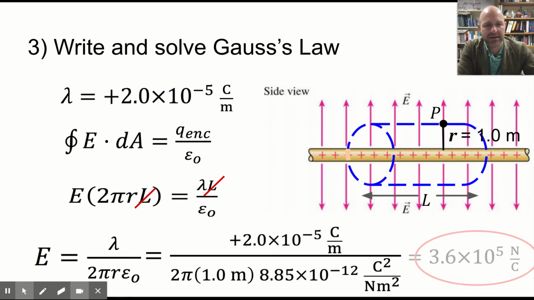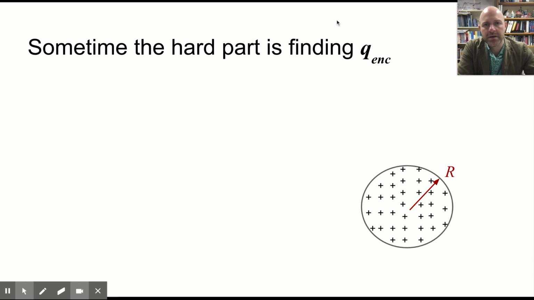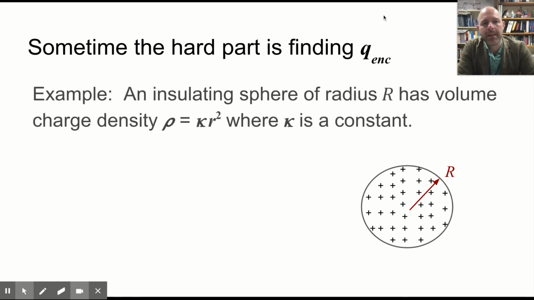We can plug everything in, and we can get a numerical value. We've already done all the work to think about the electric field direction, so we don't need to do that. Sometimes the hardest part, and I have alluded to this, but it's worth thinking about, is finding the Q enclosed. So if you have a conducting sphere and you go inside, the electric field's 0, there's no charge enclosed.